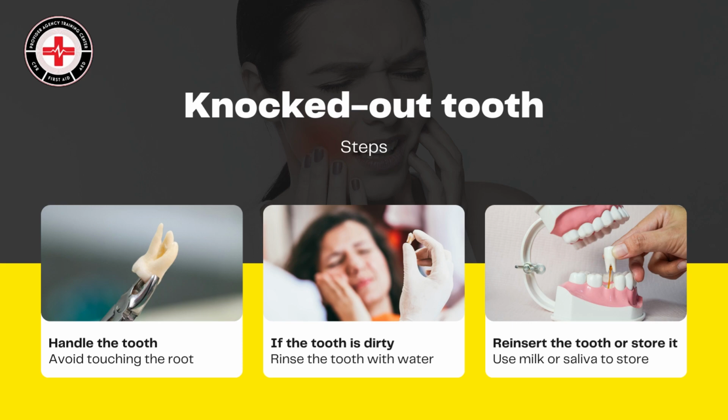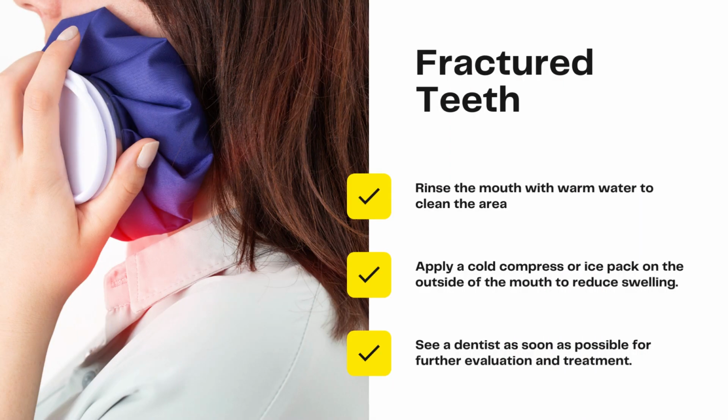First, handle the tooth by the crown, avoiding touching the root. If the tooth is dirty, rinse it gently with clean water, but do not scrub or remove any attached tissues. Try to reinsert the tooth back into its socket, making sure it is facing the right way. If reinsertion is not possible, place the tooth in a container with milk or the person's saliva and seek dental care immediately.